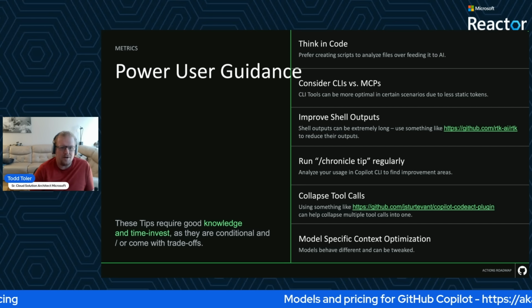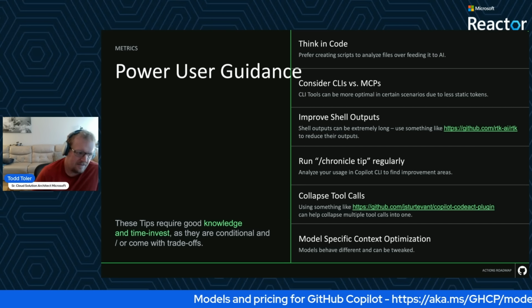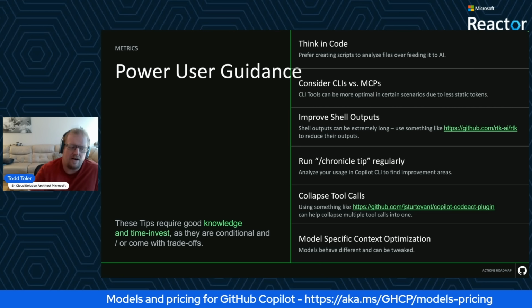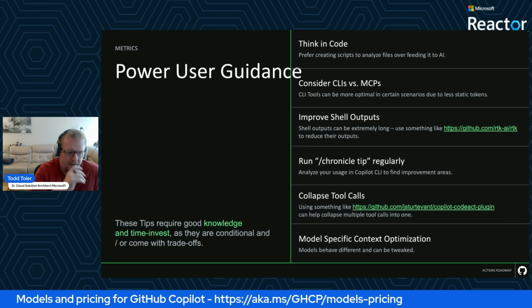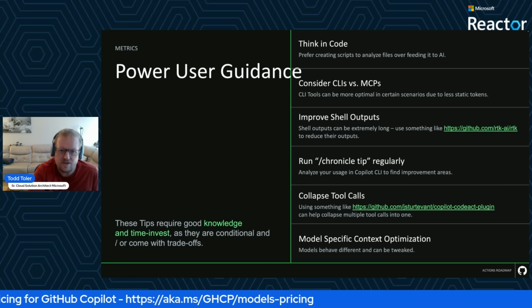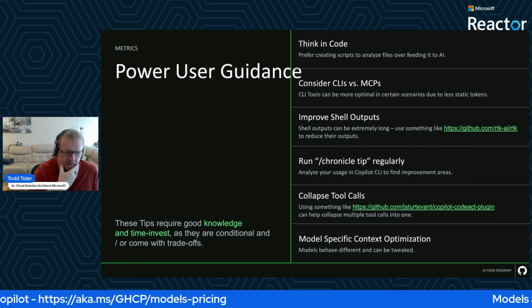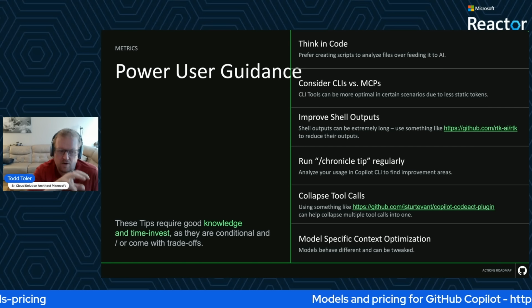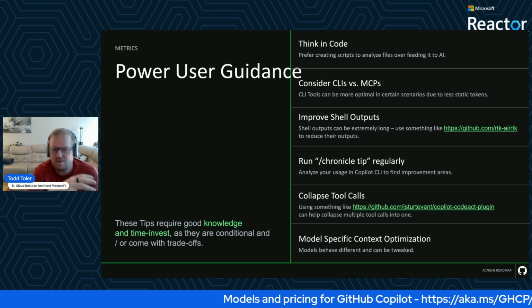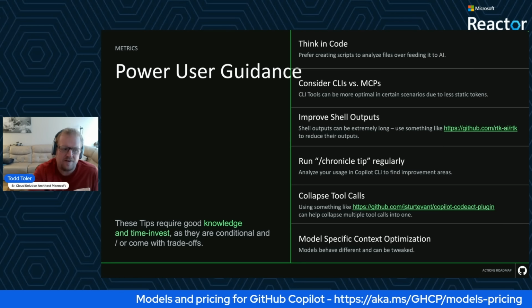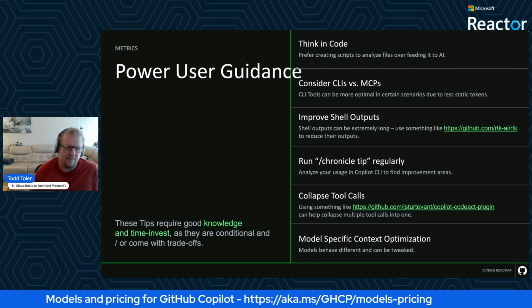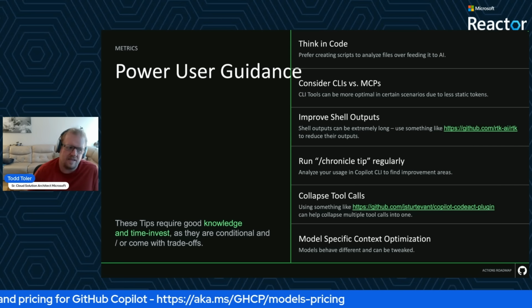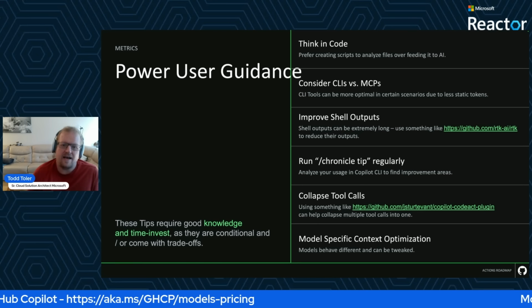So some power user guidance that we wanted to throw in here. These require more knowledge and testing. They sometimes trade quality for token savings, but these are some things that you want to do. Think and code. So you want to create scripts to filter outputs before analysis. For example, filtering the GitHub REST API to relevant fields only.